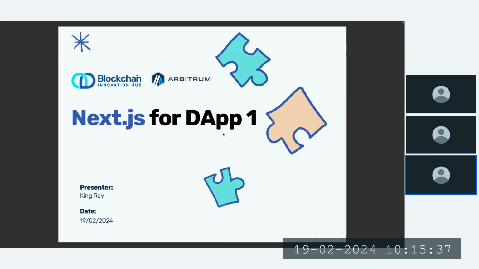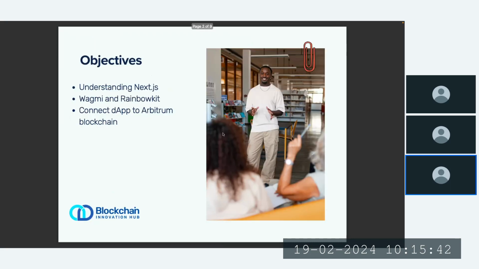And so we'll look at how to utilize Next.js and how to connect our decentralized application to the Arbitrum blockchain and how to connect our wallet and all. So firstly, we'll understand Next.js and we'll look at Wagmi and RainbowKit. We'll also look at Viem. All of these are tools for interacting with our Ethereum blockchain and also our Arbitrum blockchain. You can make use of all of this to connect and interact with the blockchain.